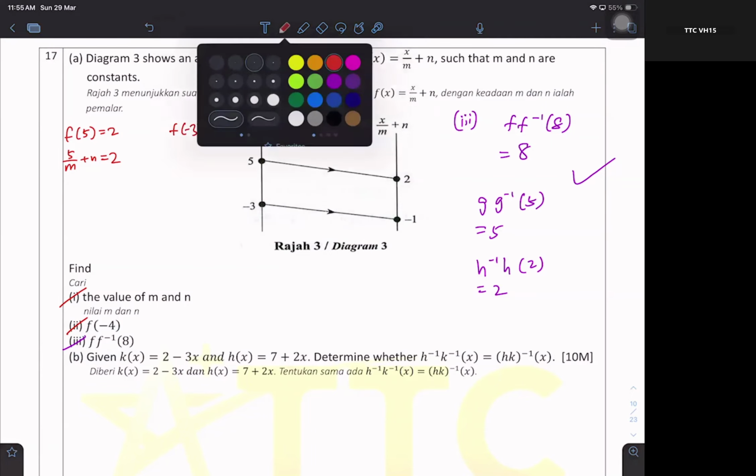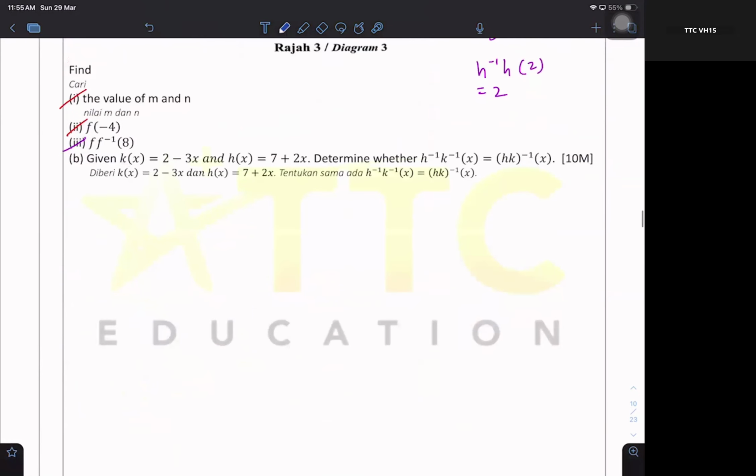Okay, next. Question B. Now this one you start to have some inverse functions already. Given k(x) equals this, h(x) equals this, determine whether this is equal to this. Do you understand the question? They want you to determine whether this is equal to this. So this one I show you everything. Wow, this question has many marks.